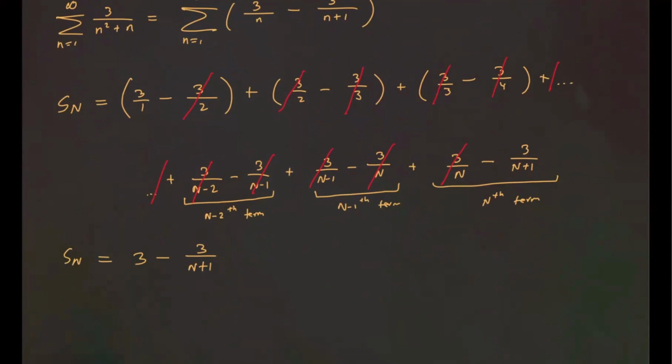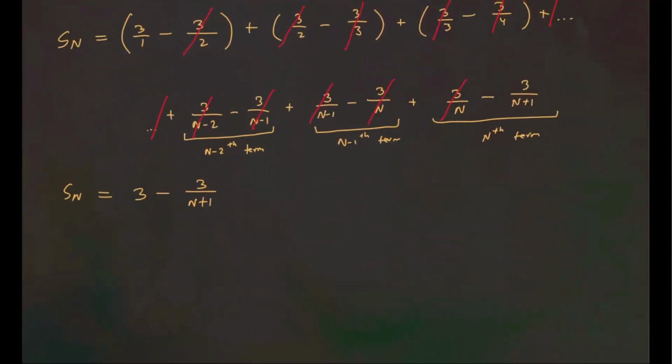And now we're going to take the limit of this. So we take the limit as big N approaches infinity of 3 minus 3 over N plus 1. Using the limit laws, the limit of a constant is a constant, so that will be 3. But the limit of this one, as big N gets large, we know will approach 0. So our limit is going to be 3 minus 0, or simply 3.